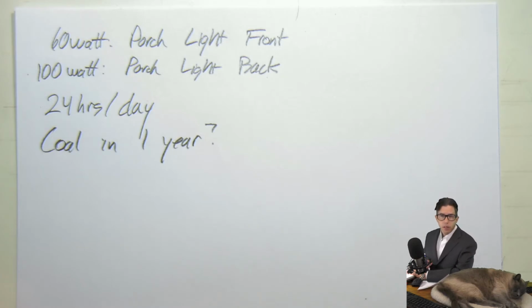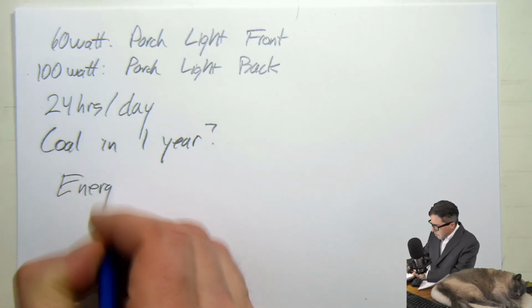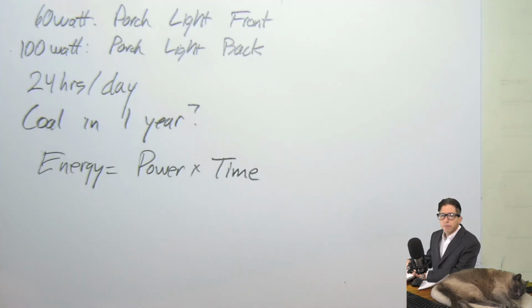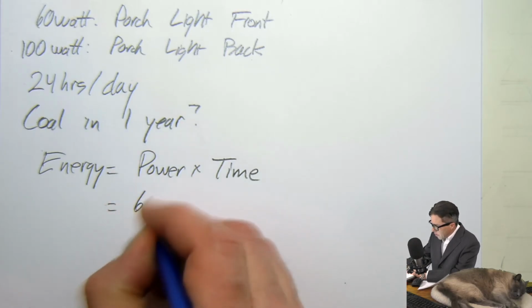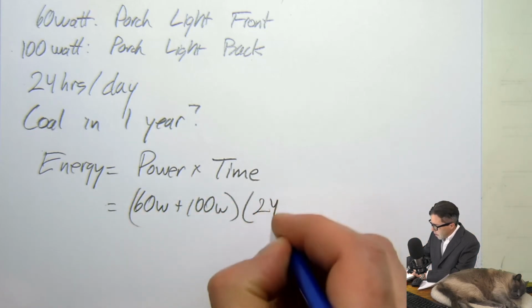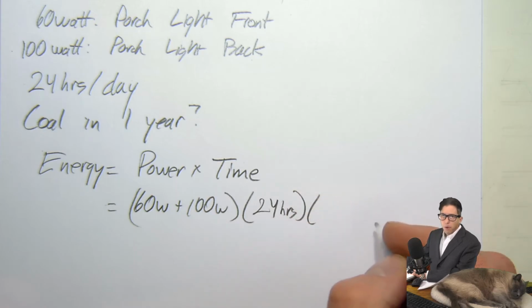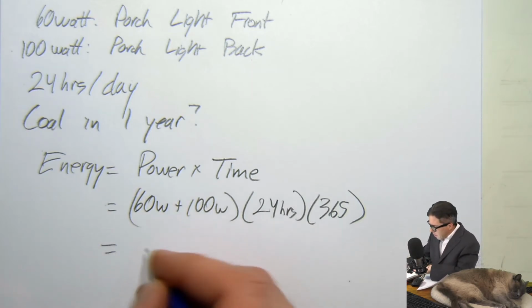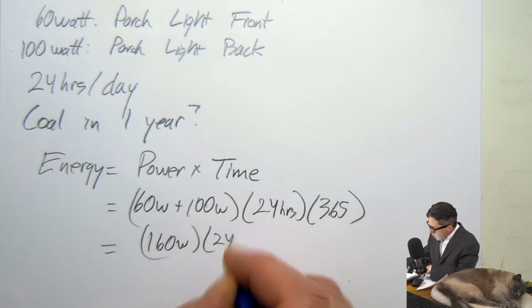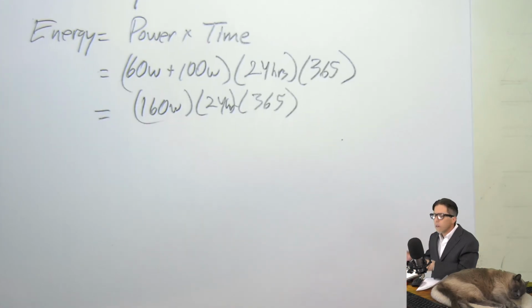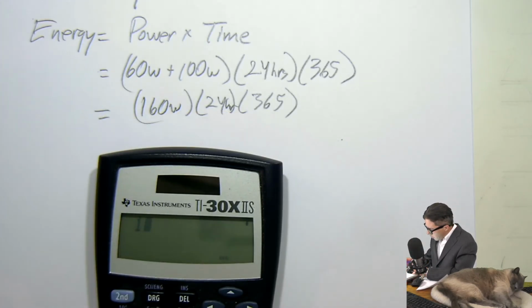So I got to get my kilowatt hours first. Okay. What's my power? I've got a 60 watter and 100 watter. What's my time? 24 hours all year long times 365. So that gives me 160 watts times 24 times 365 hours. So I have 160 times 24 times 365.